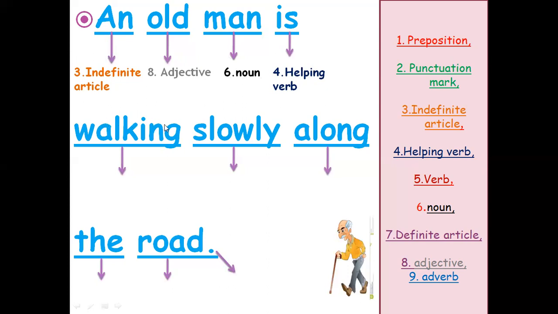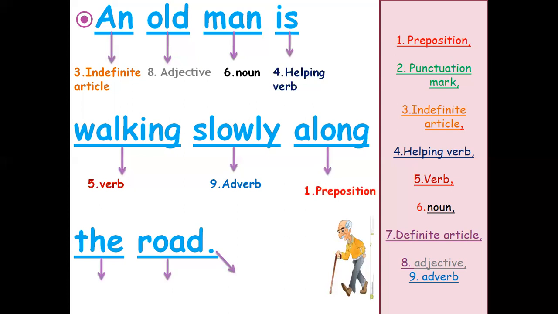Next one, walking. The basic word is walk, and we have added ing to that. So this is a verb. Next one, slowly. Slowly. This is an adverb. Next word, along. Along. Can you guess the answer? It's a preposition.